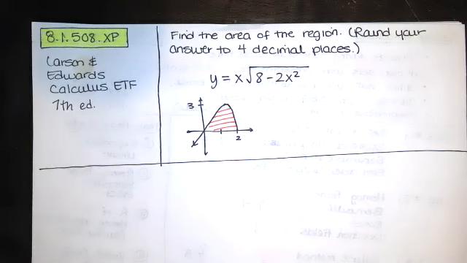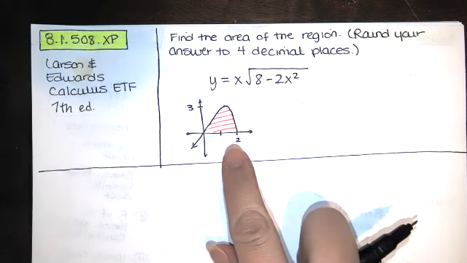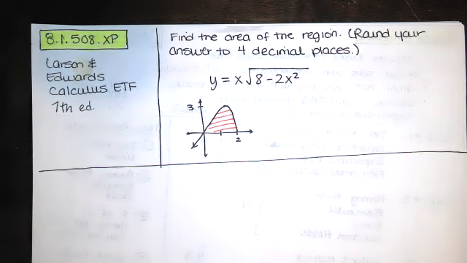In this video, we solve problem 8.1.508.xp from the Larson and Edwards Calculus Early Transcendental Functions text, 7th edition. We're asked to find the area of the region, and then we're asked to round our answer to 4 decimal places. And we're told that this function is given by y equals x times the square root of 8 minus 2x squared.